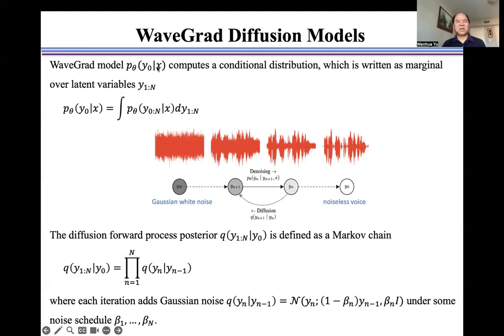The WaveGrad model p_theta computes a conditional distribution, which is written as a marginal over the latent variables from y_1 to y_N, as shown here. The diffusion forward process posterior q is defined as a Markov chain, as shown here, where each iteration adds Gaussian noise q, with some noise schedule from beta_1 to beta_N.